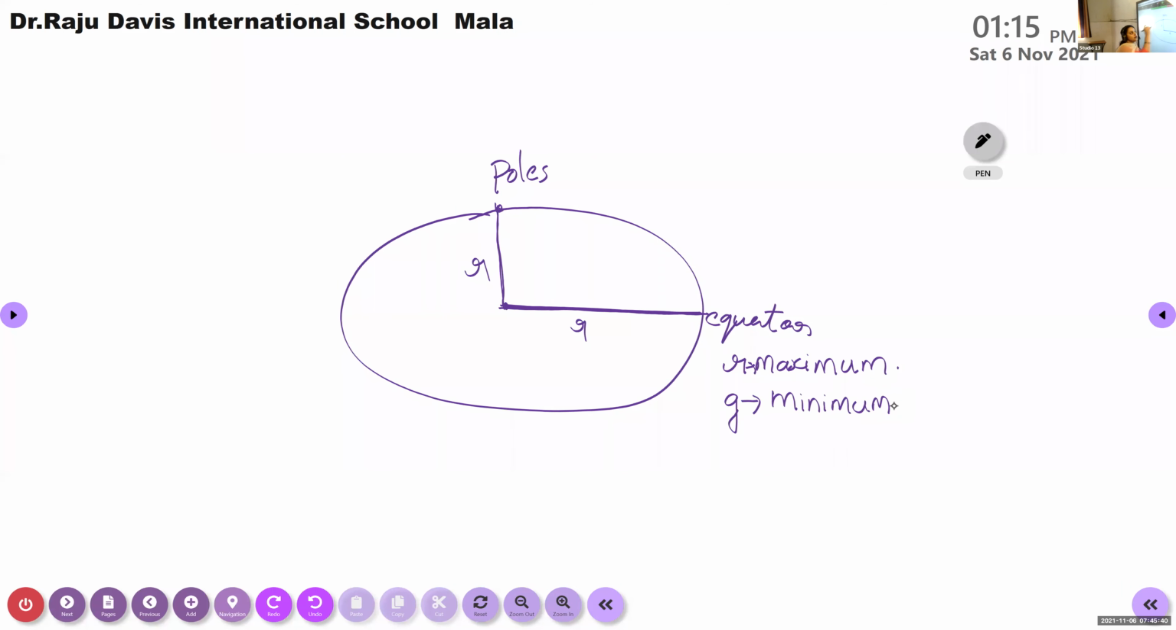Now we can think about the poles. What about the value of radius at the poles? Is it maximum or minimum? Minimum. The radius is minimum towards the pole of the earth. Then what about the value of g at the poles? Maximum. Value of g is maximum.